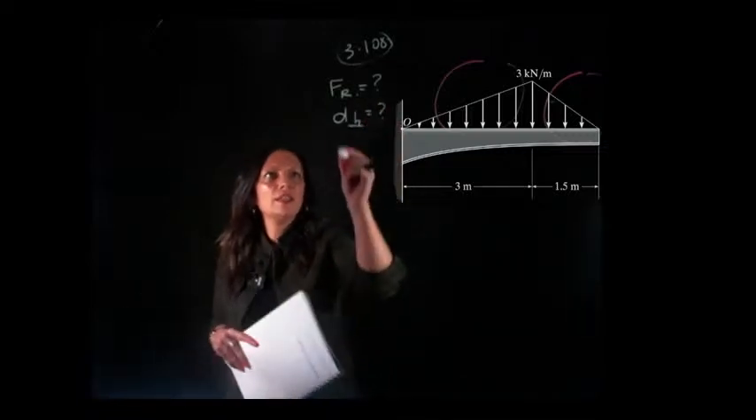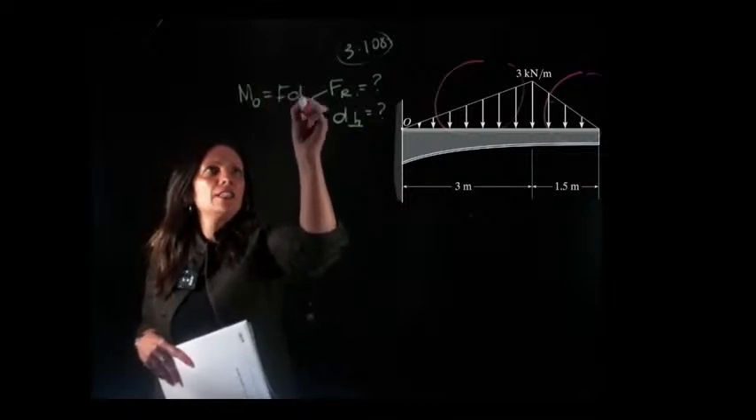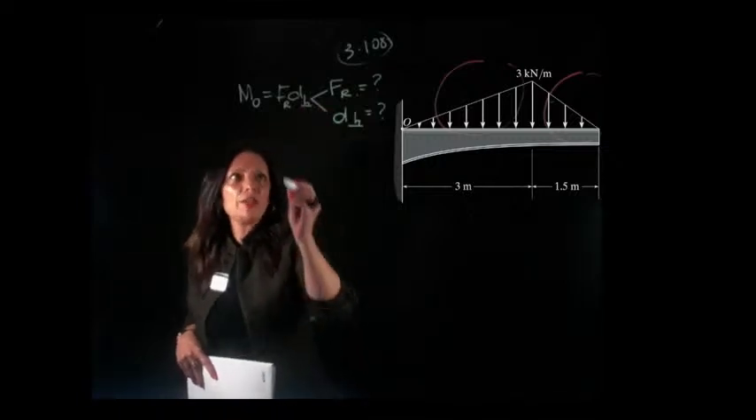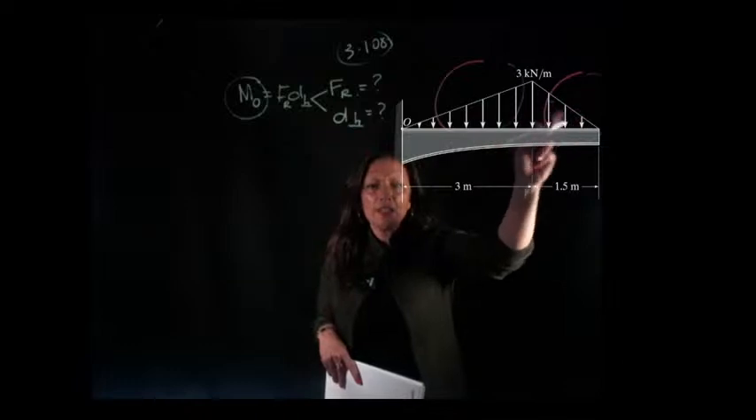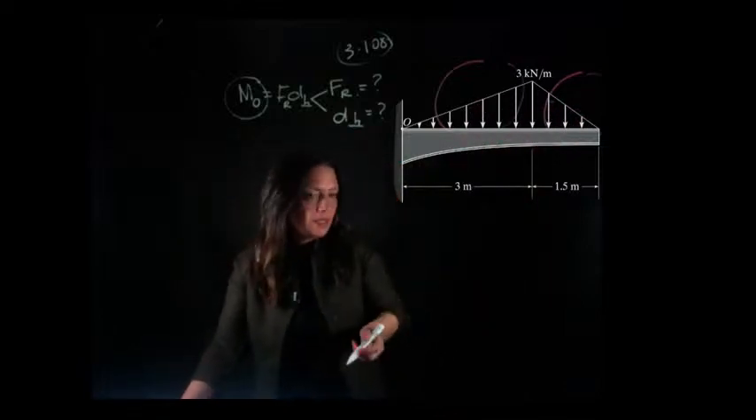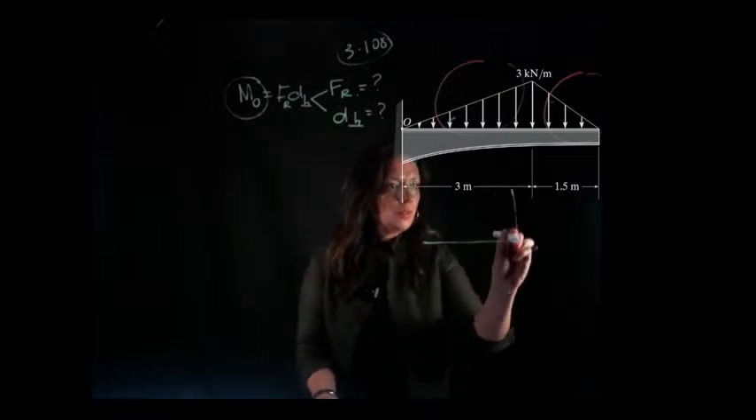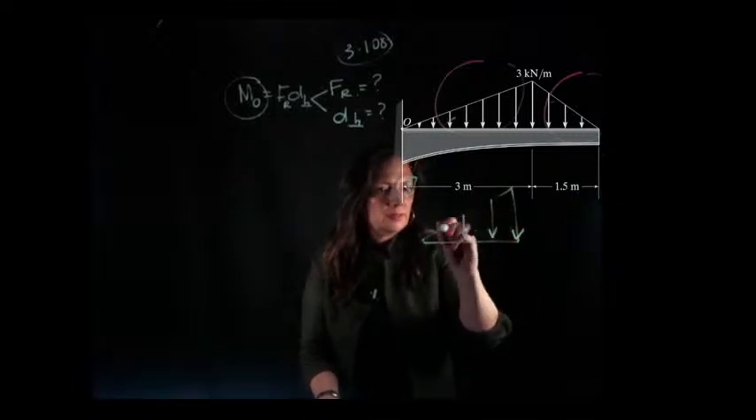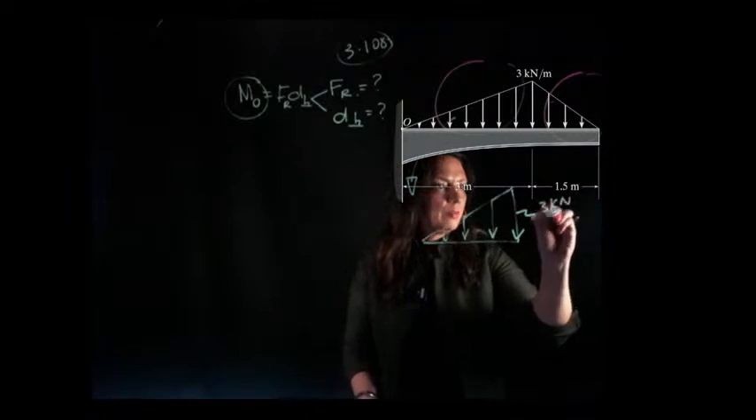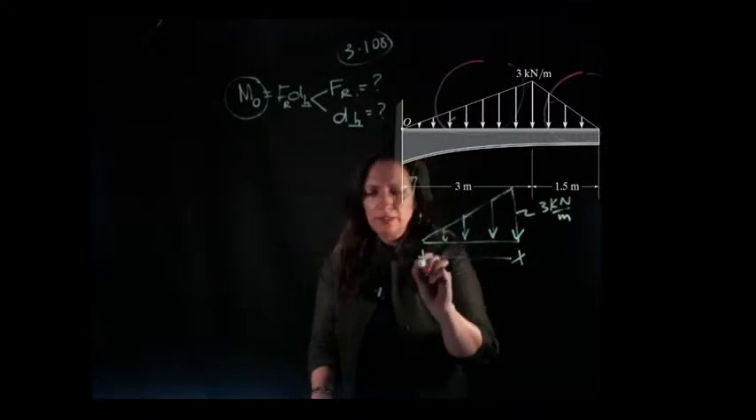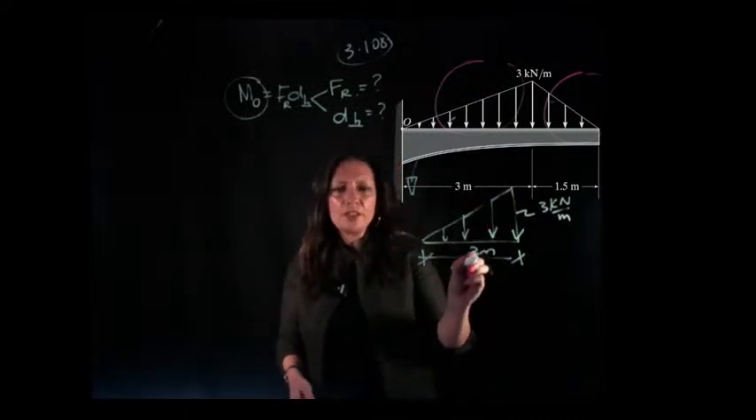So how are we going to solve this? We can say that M at 0 is going to equal FD. So the first step we're going to do is calculate M. But before we calculate M, we need to work out what the distributed load is as a concentrated force. Otherwise, we can't solve it. So let's take the first triangle. Here we have 3 kilonewtons per metre, and it's over a length of, let's just check, 3 metres.